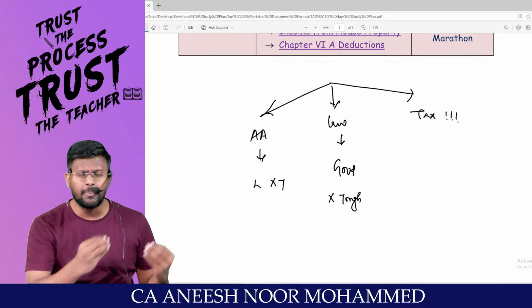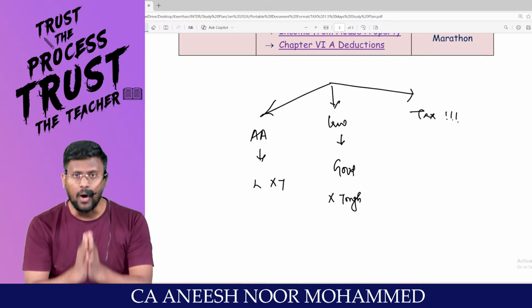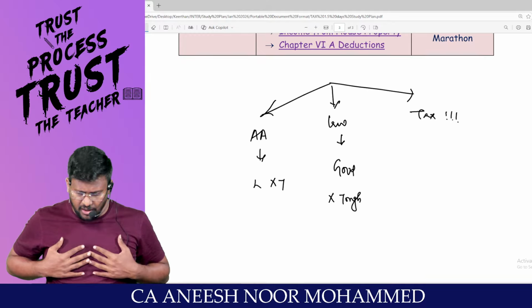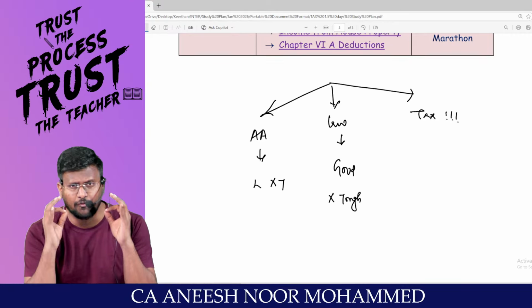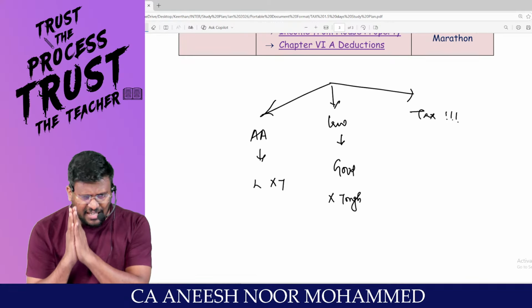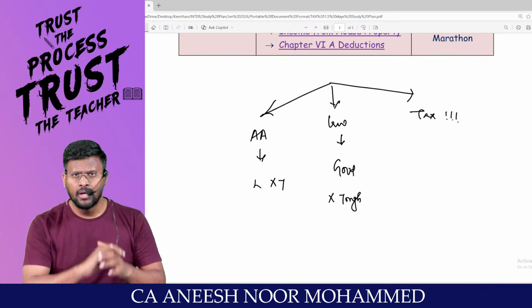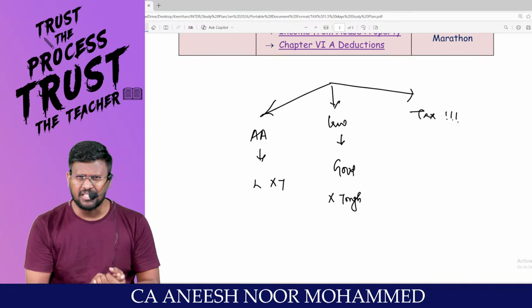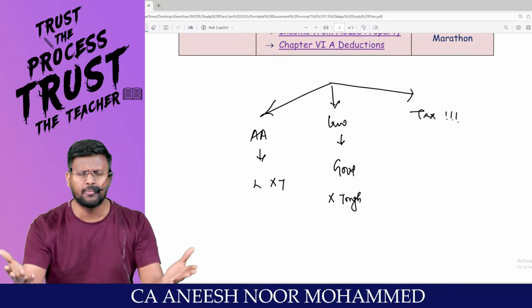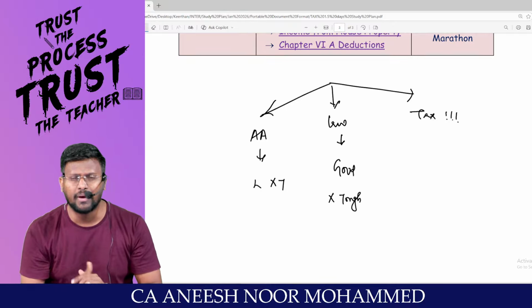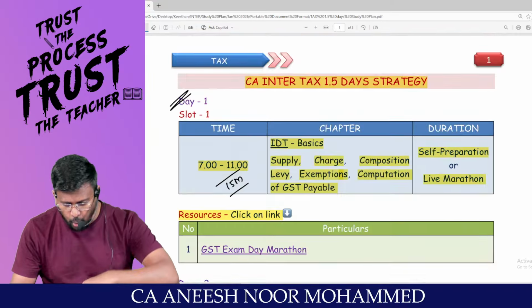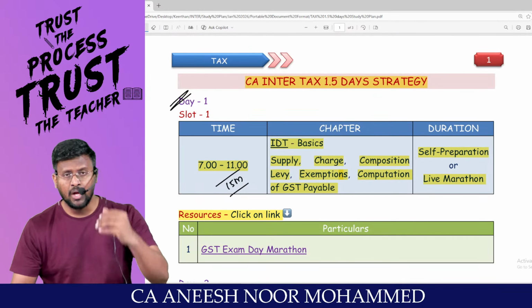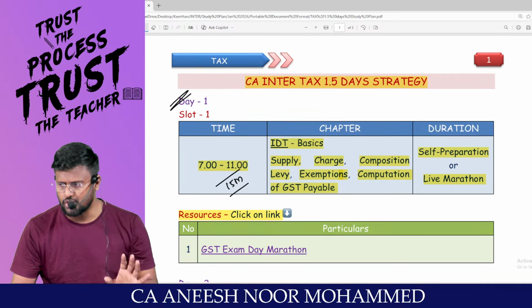Paper can be easy, paper can be tough. What we can do from our side is prepare these 1.5 days to our fullest best. Then that satisfaction will be there when writing the tax paper, because that is the most voluminous paper, as everyone knows. What you are supposed to do is follow the slots accordingly. Once the time is over, move to the next slot.